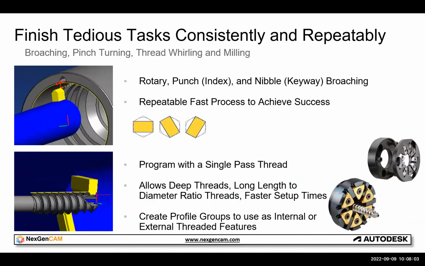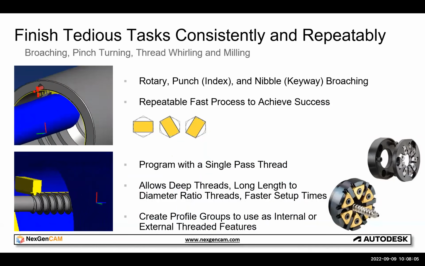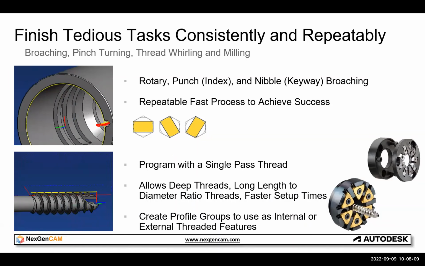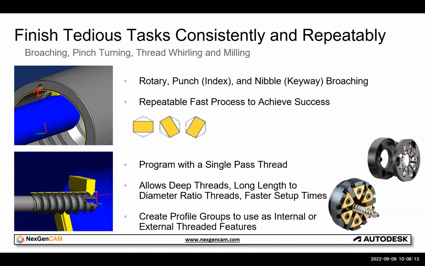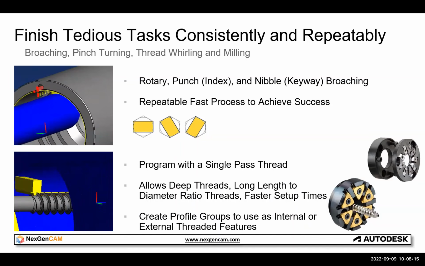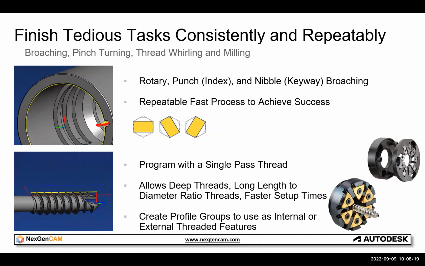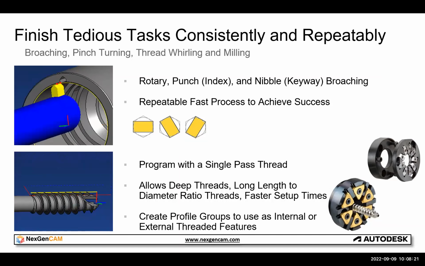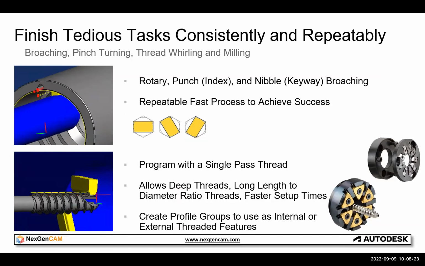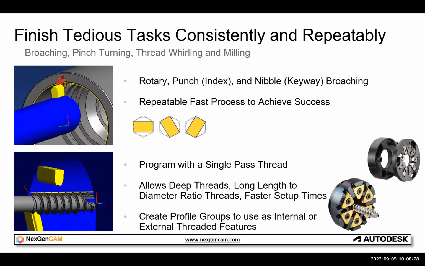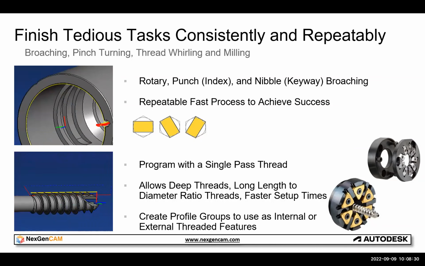Okay, here are some of the tedious tasks. If we just look at broaching, thread whirling, pinch turning, which I don't necessarily have in this slide, these are things that if you're going to do manually, it's just going to take a lot of time, and we can speed these up. We've got a number of the different broaching techniques that are available. If you look at thread whirling, thread milling, there's a lot of things that we've got in here that can help you to do these types of tedious tasks really quickly.